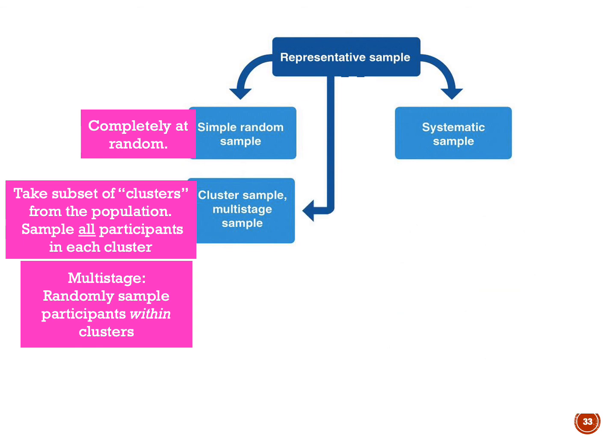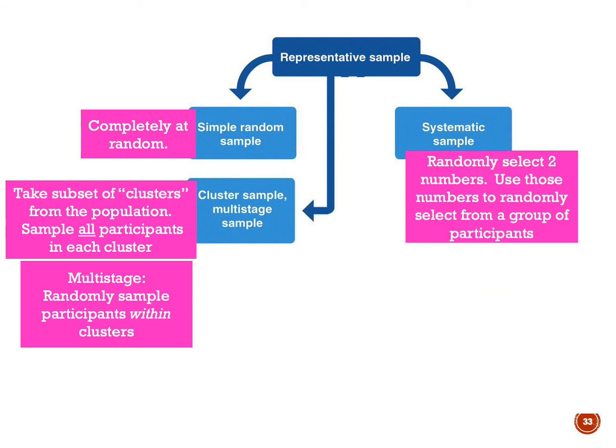In systematic sampling, I would randomly select 2 numbers, or 1 number even, and I will use those numbers to then select from my group of participants.